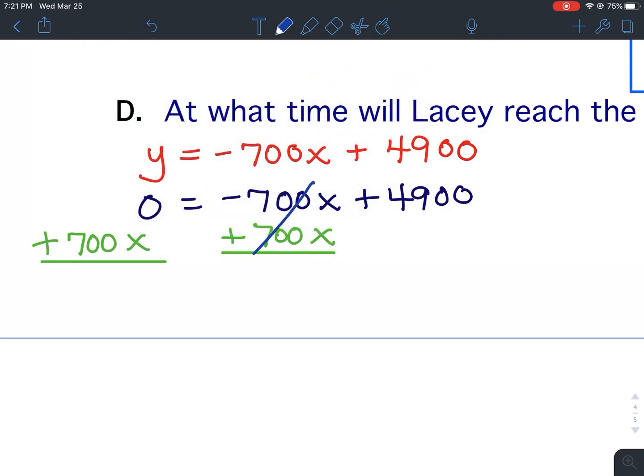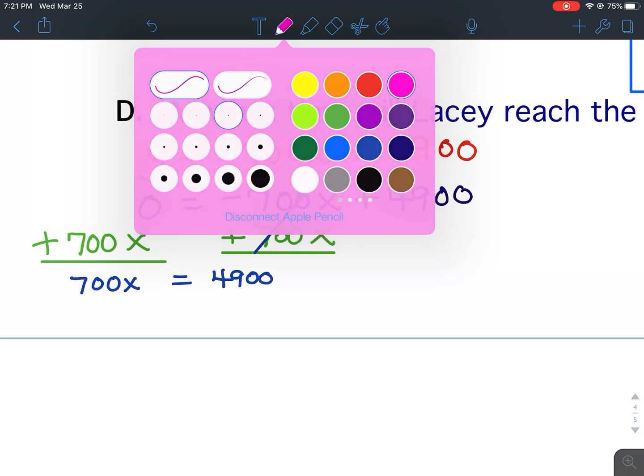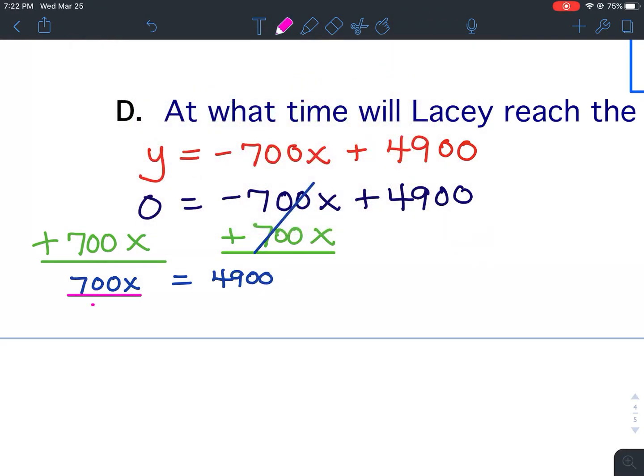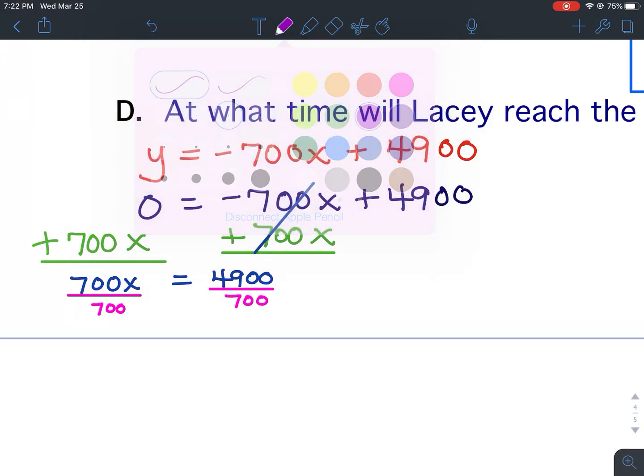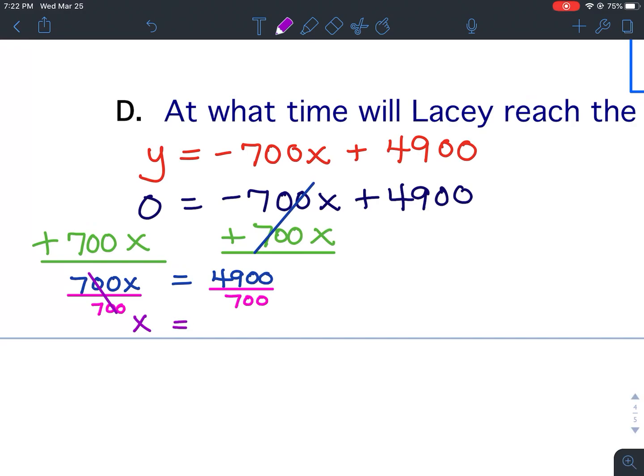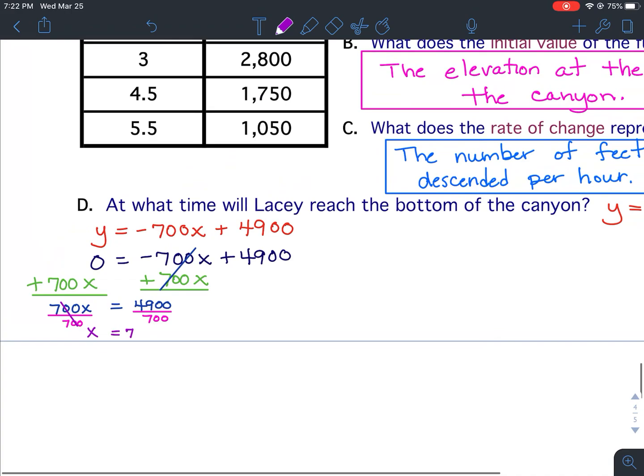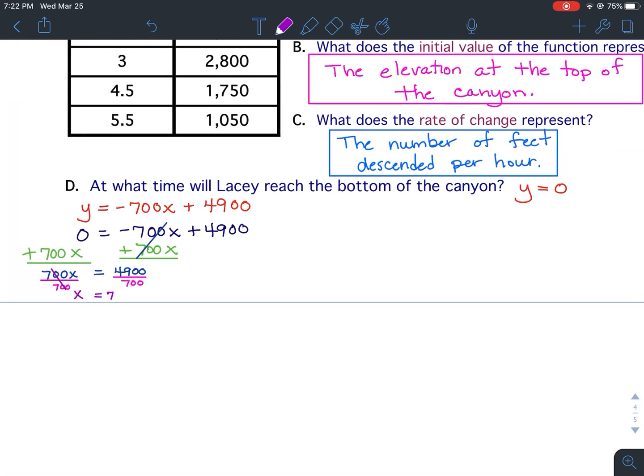All right, so this will cancel out. And now we have 700x equals 4,900. Last step would be to divide both sides by 700. These would cancel, and you would get x equals 4,900 divided by 700, which is 7. So Lacey will reach the bottom of the canyon in 7 hours.